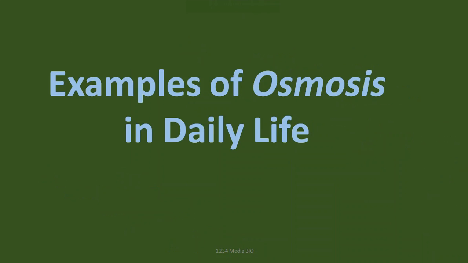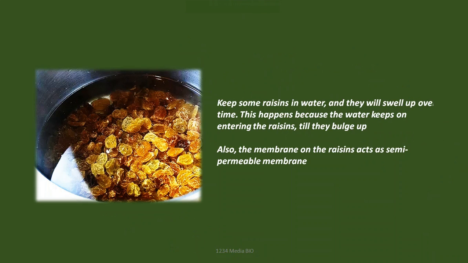Examples of osmosis in daily life. First of all, raisins in water. Keep some raisins in water, and they will swell up over time. This happens because the water keeps on entering the raisins, till they bulge up. Also, the membrane on the raisins acts as a semi-permeable membrane.